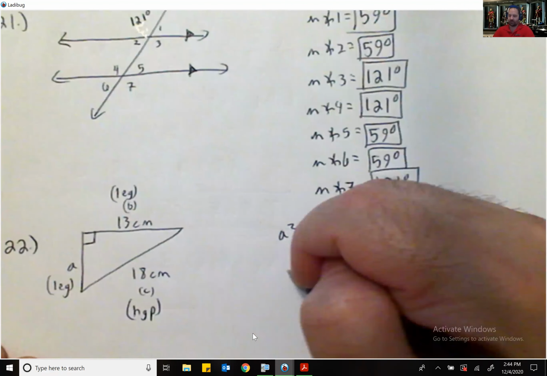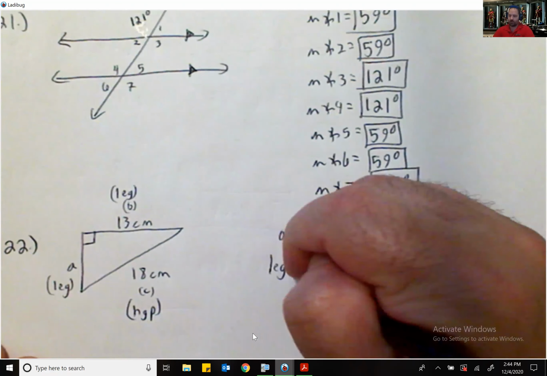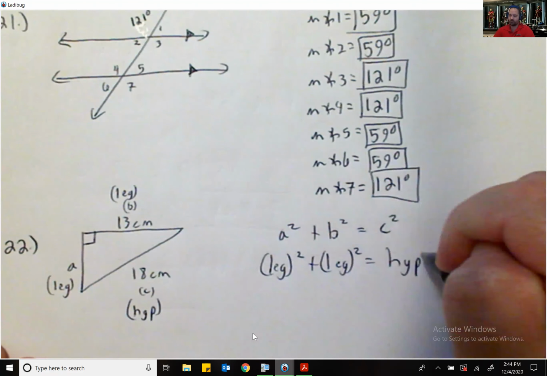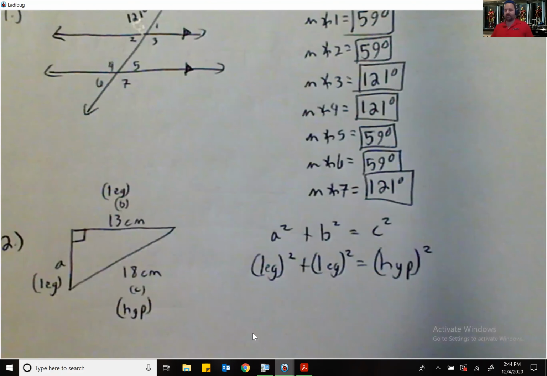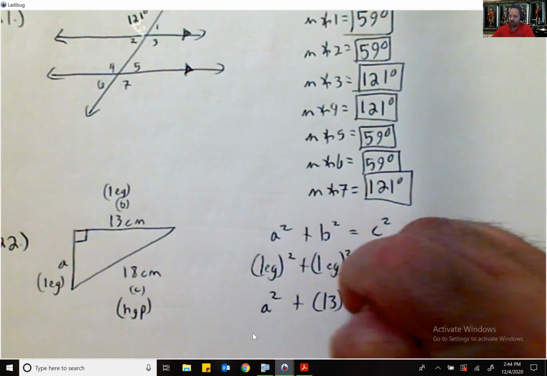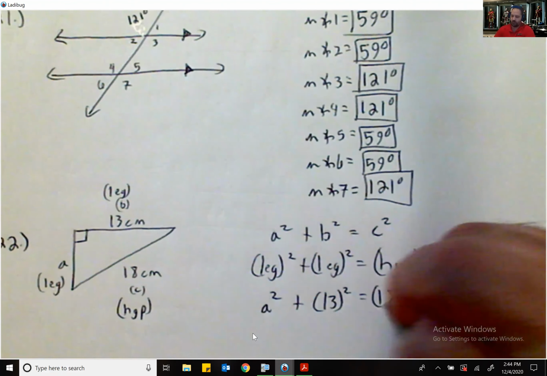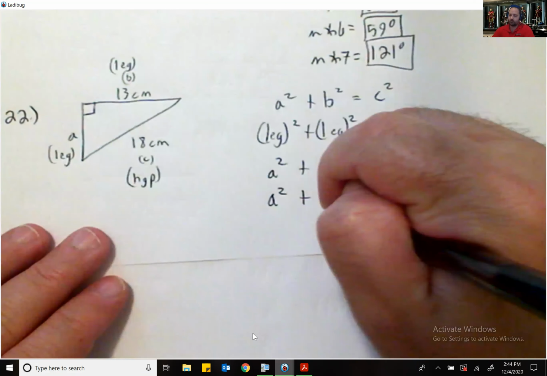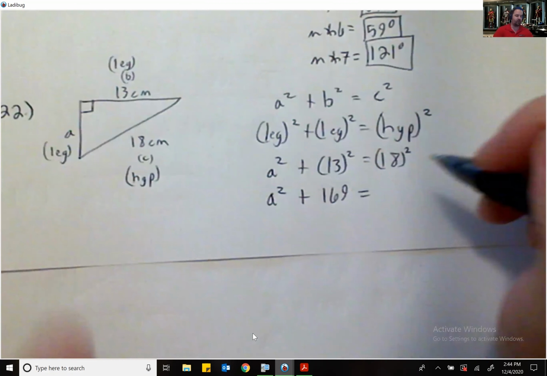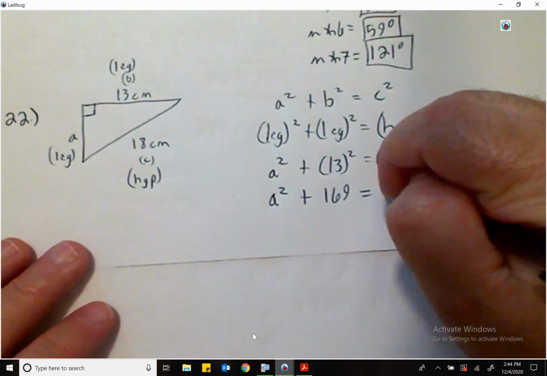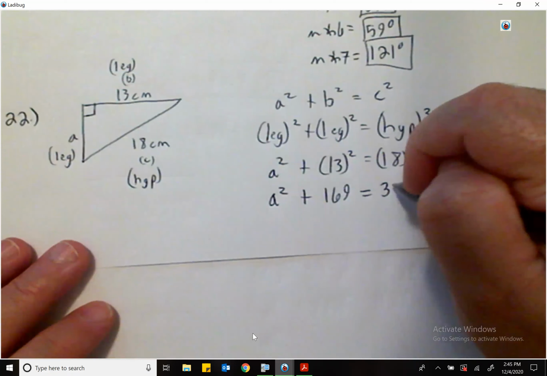So another way to think of the Pythagorean theorem is leg squared plus leg squared equals hypotenuse squared. The legs always form that right angle. All right, so let's plug in. A squared plus 13 squared equals 18 squared. Well, A squared is just A squared. 13 squared, 169. 18 squared, I have no clue because I didn't memorize that one. So I just multiply. Say it again, Jody. 324.